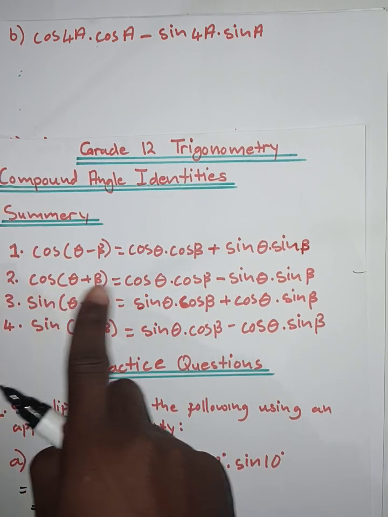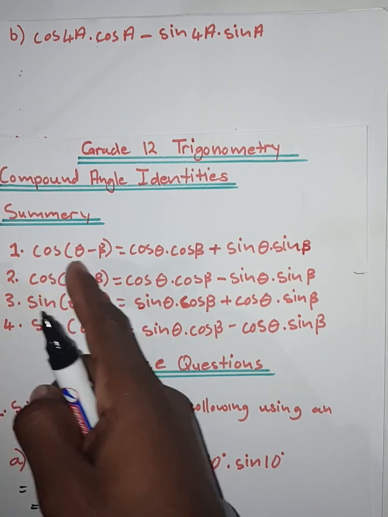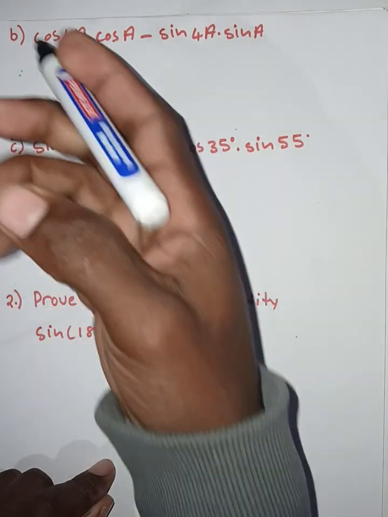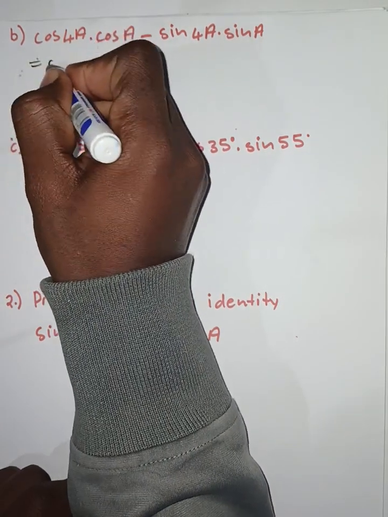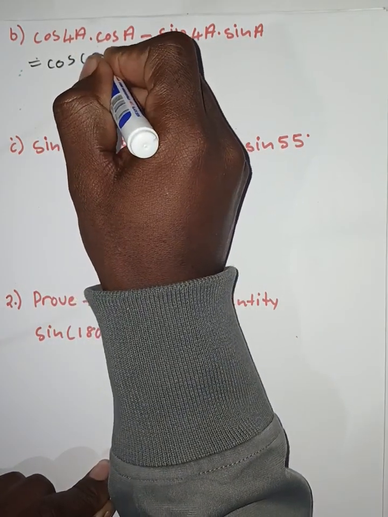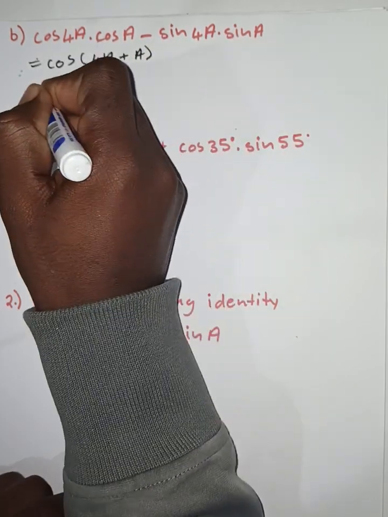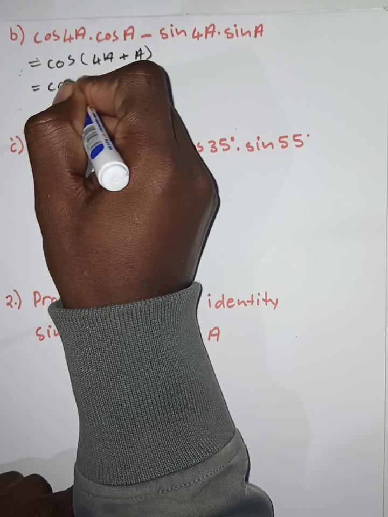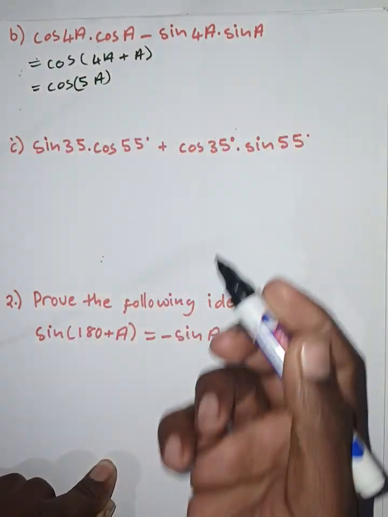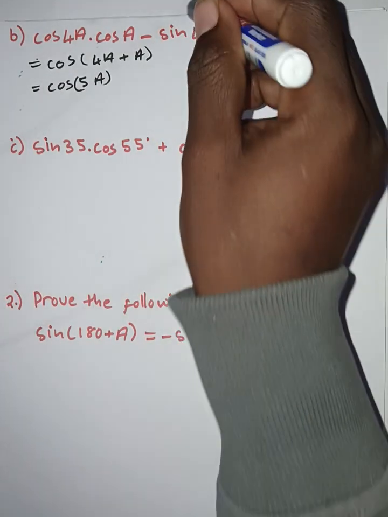But remember, if it is a minus on this side, on this side it would be a positive. So you cos the first angle plus the second. So this would equal cos of the first angle, which is 4a, plus a. Remember it says plus. If we simplify that, it becomes cos of 5a. We don't know what a is, so we can't simplify that any further. That is the simplified version.